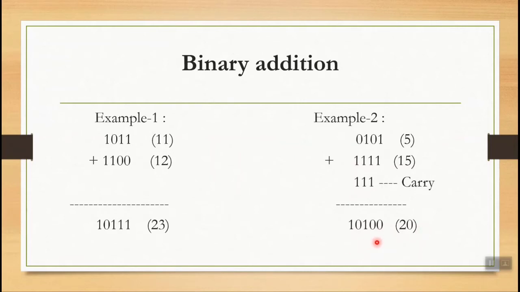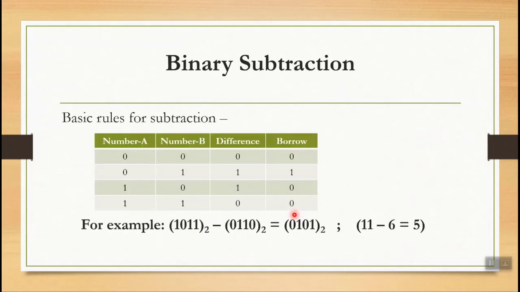Now how is 20? It is 2 to the power 4, that is 16. 2 to the power 2 is 4. That is 16 plus 4 is 20. So in this way binary numbers are added. There are two bits only. They are added like this. We have written the regular decimal number for a better understanding.